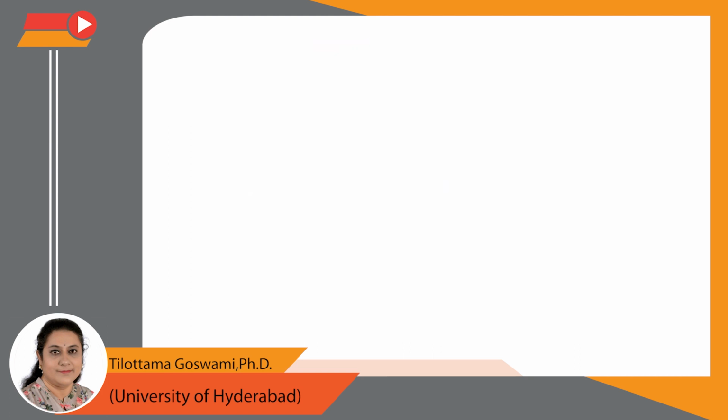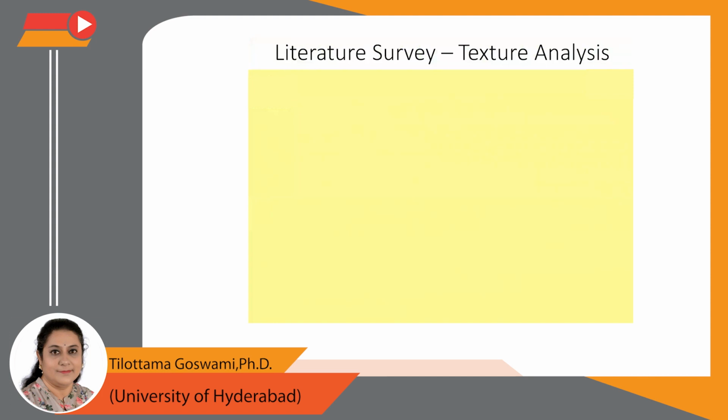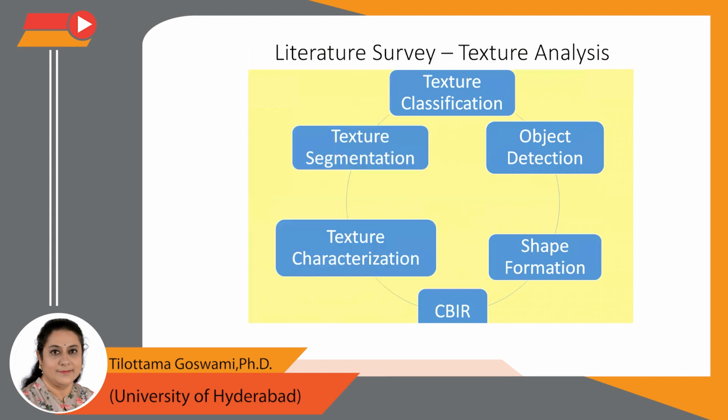Next, let us see what a texture is. The texture is very ill-defined. It's still an open challenge to model any type of texture. The regular textures are easier to model and use in applications, but real life natural images do not have regular textures. In a literature survey, when texture analysis is done, textures come into the picture for various tasks such as texture classification, object detection based on the textures, shape formation, context-based image retrieval, texture characterization, and texture segmentation.